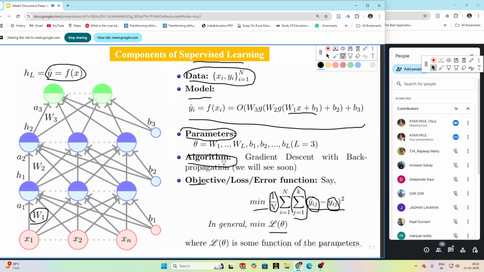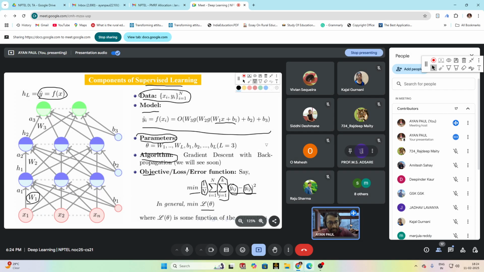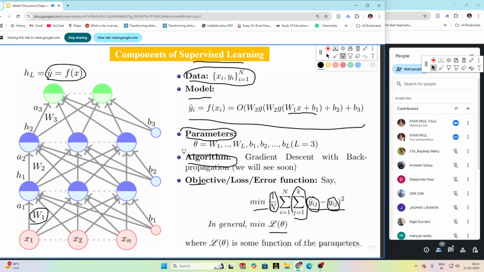Then we have the algorithm. The algorithm is used to learn the parameters. In a neural network we use the backpropagation algorithm, which is based on gradient descent. And the fifth component is the objective or loss function.